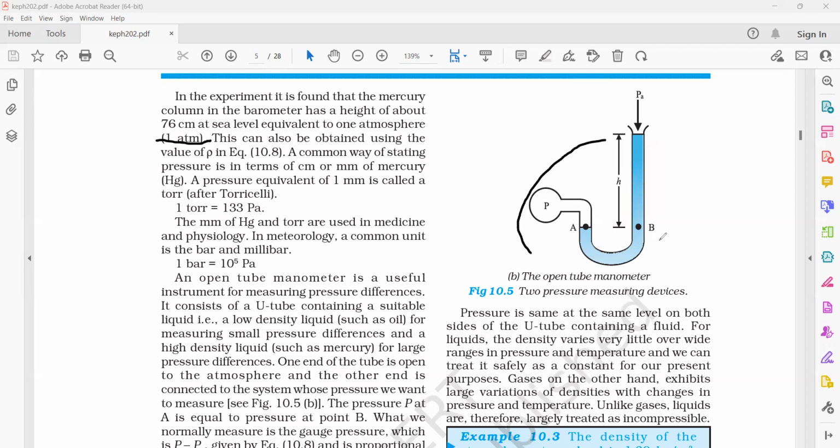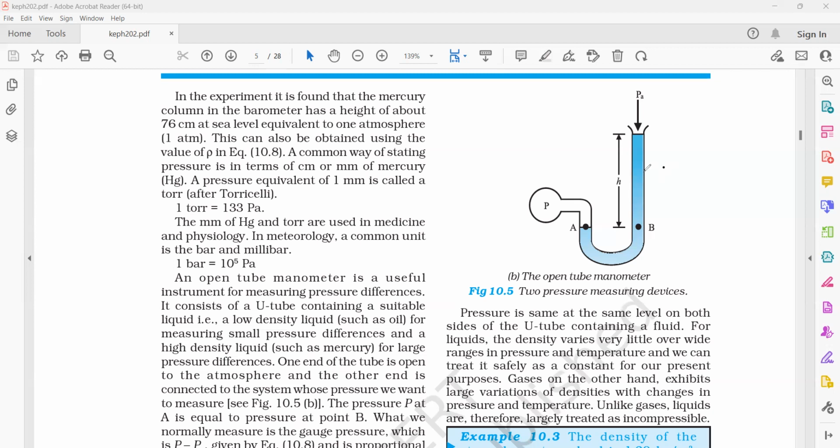We also have one more instrument called the open tube manometer. We discussed just now that we use mercury in expressing pressure, millimeter of mercury. So here, what liquid do we have to choose? If we want to measure very small pressure differences, then we can even use oil. If we want to measure very high pressure differences, then we have to choose mercury.